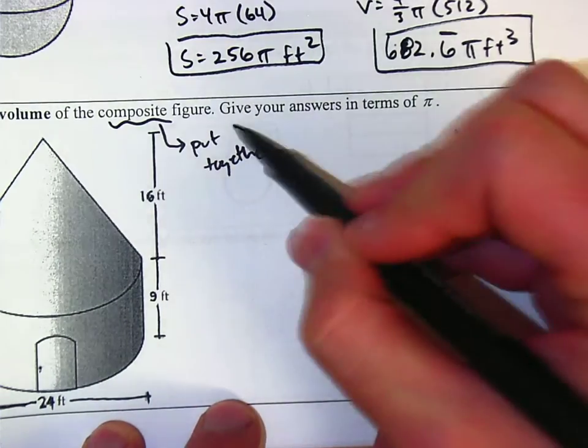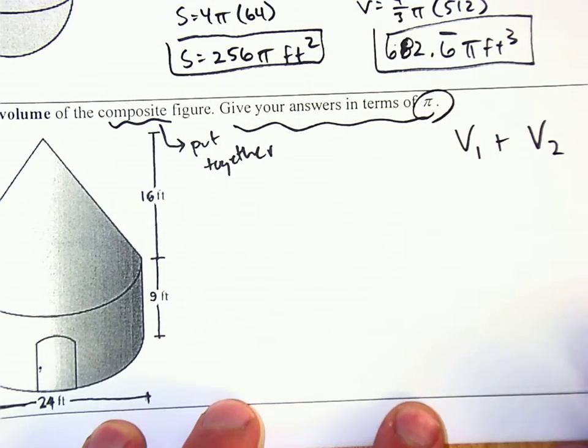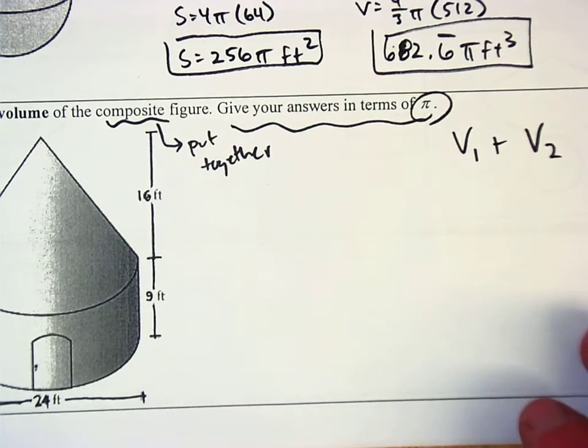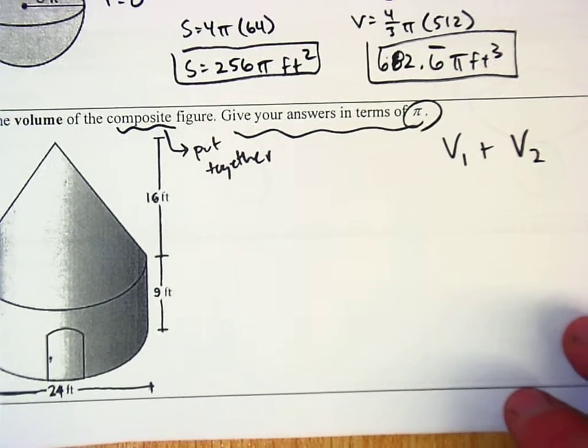They want us to give our answer in terms of pi. Again, just leave the pi there. That's good because we want to start getting used to seeing that pi anyway for Algebra 2. It's going to be pretty important.